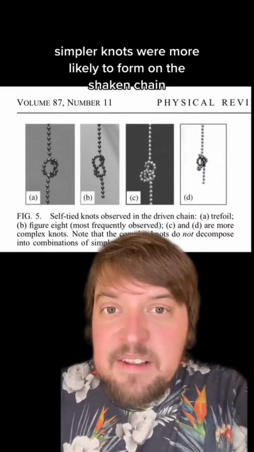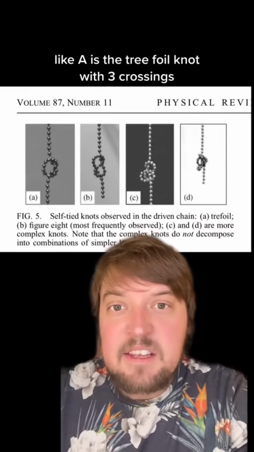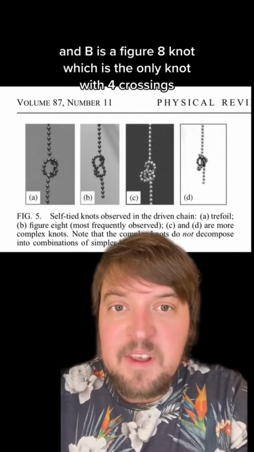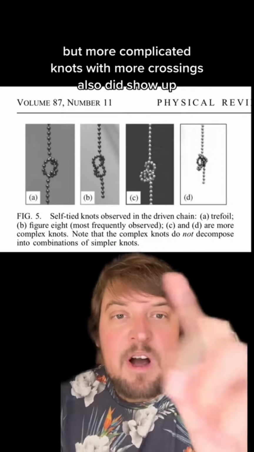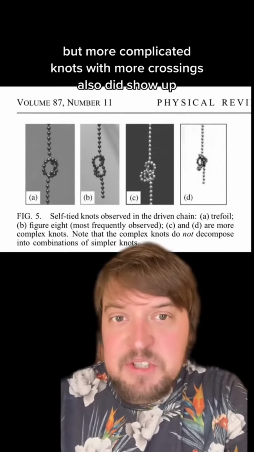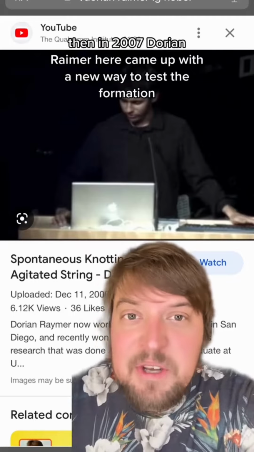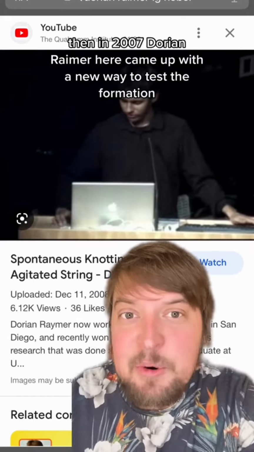Simpler knots were more likely to form on the shaken chain, like A is the trefoil knot with 3 crossings, and B is a figure 8 knot, which is the only knot with 4 crossings. But more complicated knots with more crossings also did show up. Then in 2007, Dorian Raymer here came up with a new way to test the formation of knots.